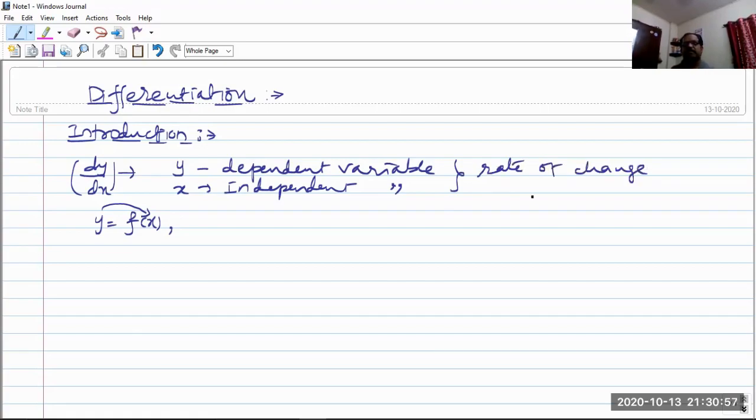That is nothing but differentiation, right? The rate of change of one variable, that is the dependent variable, here denoted by y, with respect to, WRT being the short form of with respect to, the other variable, that is the independent variable x, and it is denoted by dy by dx, right? So this is the basic definition of differentiation.